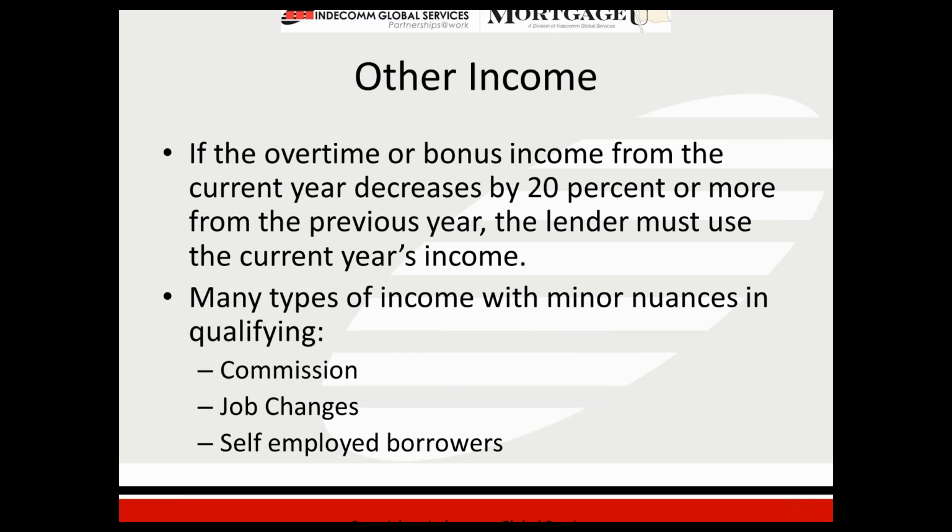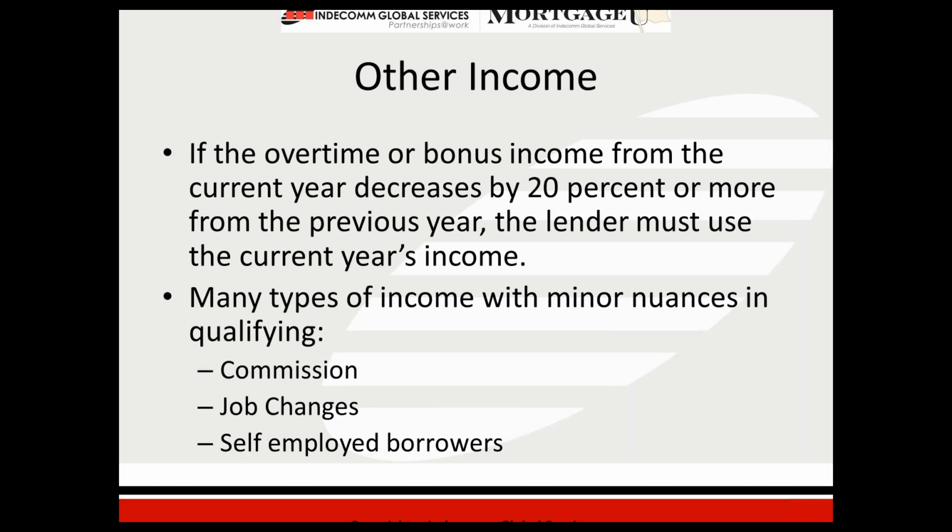Many types of income with minor nuances in qualifying include commission income, job changes, and borrowers who are self-employed. And you can find those on page 7 of your job aid. For the changes in commission income, everything is very much the same as what you found in the 4155 HUD handbook. You still have to use net commission earned, and you have to deduct out unreimbursed expenses, so that has not gone away. Really the big change is that commission received less than 1 year is not acceptable. FHA stands firm on that now. There's no flexibility. Commission received less than 1 year is not acceptable.